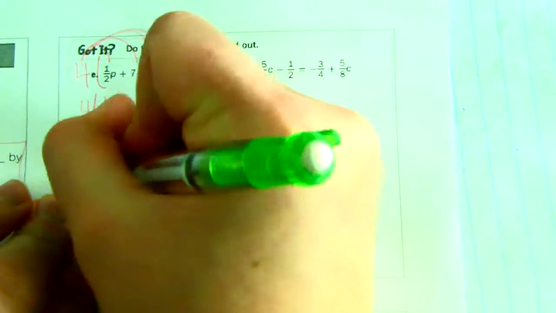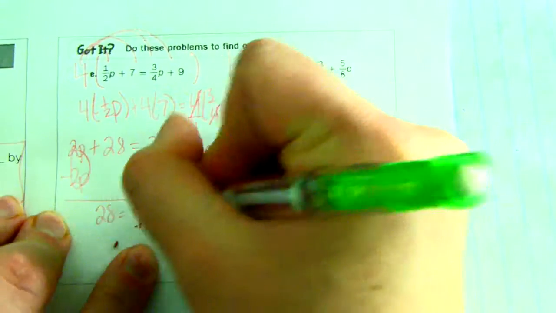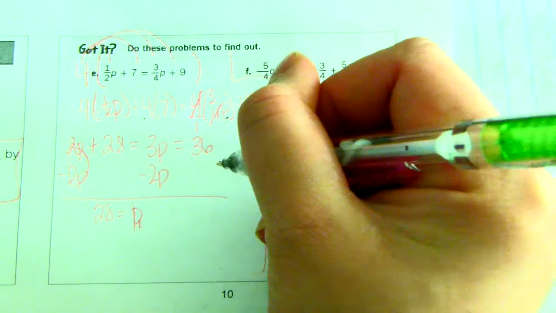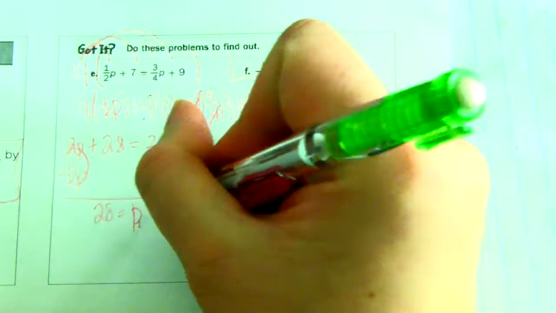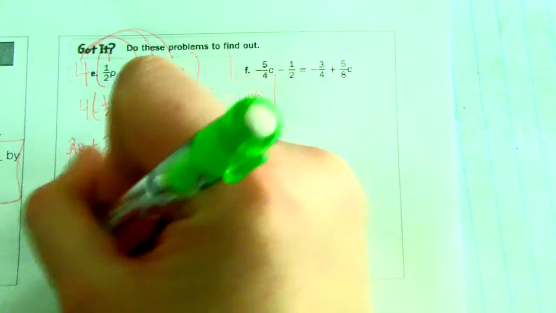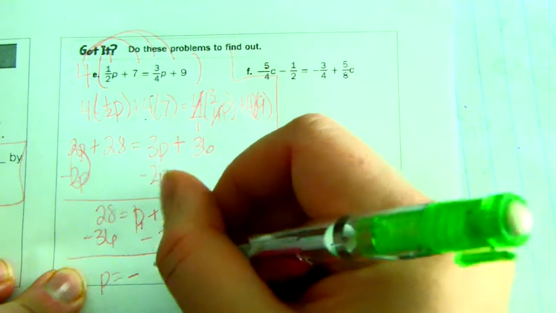So I would subtract the 2p. I'm going to put them on the right because I have more variables on the right. Bring down the 28 equals regular, just p, because 3 minus 2 is 1. I totally meant to write this as a plus sign, not an equal sign. Plus 36. Then I would subtract 36. And I would get p equals negative 8.